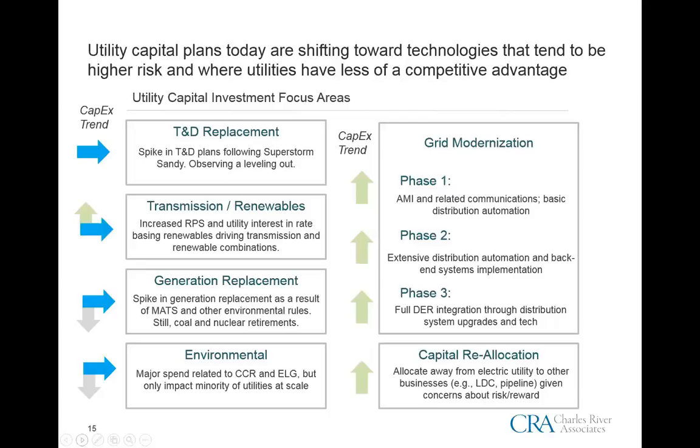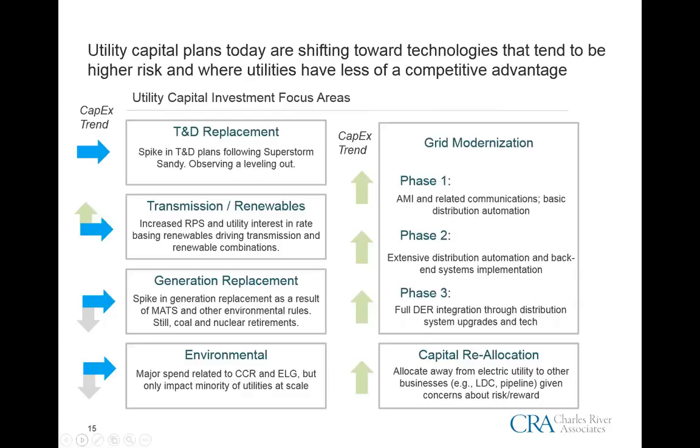Generation replacement, we saw the spike in generation replacement as a result of MATS and other environmental rules, but there's been somewhat of a downward trend since then, since a number of coal retirements. But there still is a decent pipeline. You look at environmental, again, that major spend related to CCR and ELG is still out there for many coal-based utilities, but generally speaking, it's not a large issue for more than a handful.